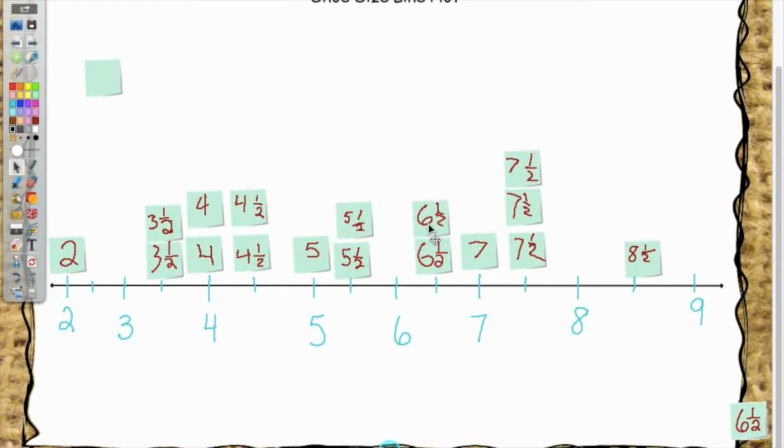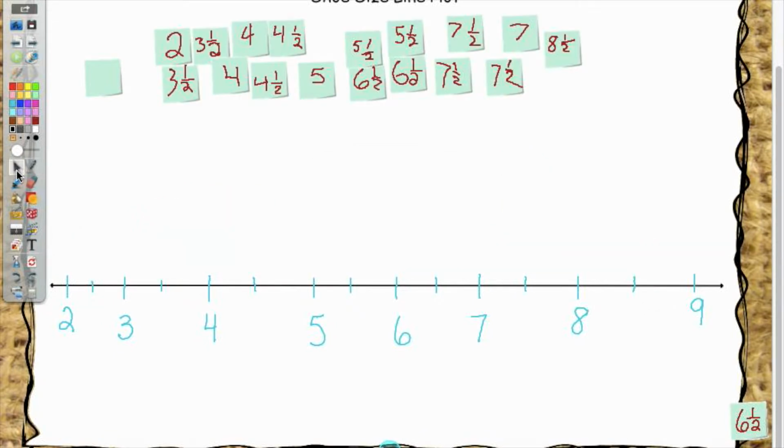To make this a true line plot, what would I need to do now? X's. Okay, so I'm going to switch to the pen and make X's. And I think I'm just going to get rid of these sticky notes for now, just by moving them up. Is that okay with all of you? I'm going to pause it while I do that.